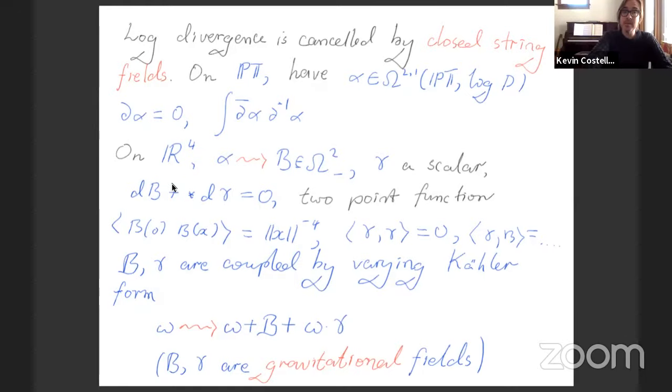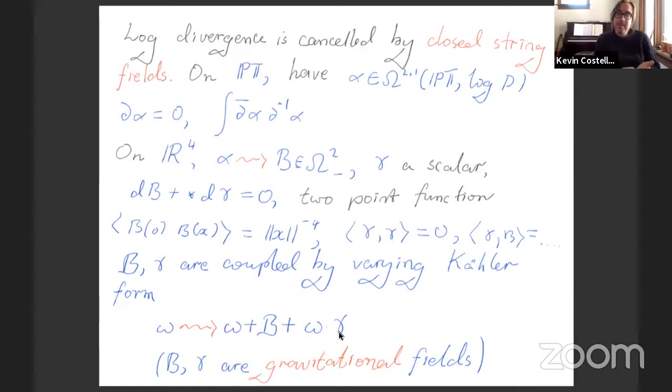So they satisfy this equation, d bar plus star d gamma is 0. This is an elliptic equation. And for the 2-point functions, the important one is that bb is the radius to the 4th power, where here I've contracted all the 2-form indices in the SO4 invariant way. And the way they're coupled is, well, the original Lagrangian depended on a Kähler metric. All I do is I vary the Kähler metric.